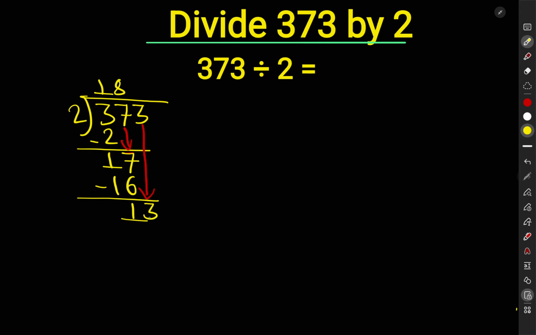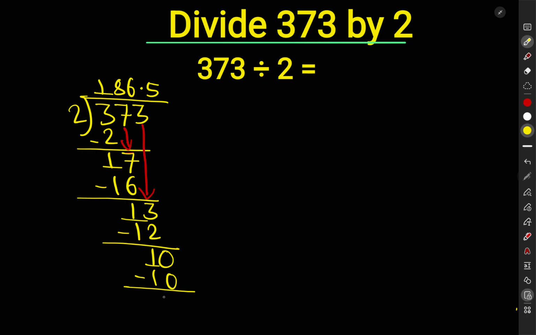So it is 13 and 2 times 6 means 12. On subtracting it is 1. So again this 1 is less than 2 and there is no other number beside. So we put here decimal so that we take 0. So now it is 10 and 2 times 5 means 10.